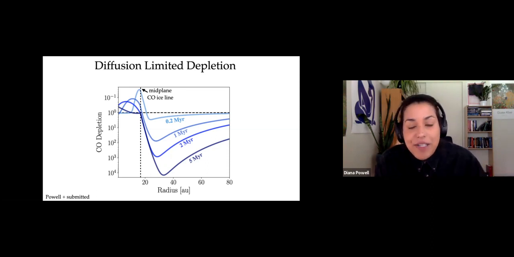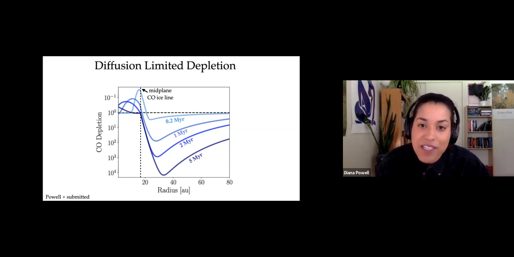And then in the inner disk interior to the ice line in the midplane, ice particles will drift inwards until they reach a warm enough region of the disk where they release their volatile content. And so this will cause there to be an increased abundance of CO gas in the inner disk that can then be accreted onto the host star.